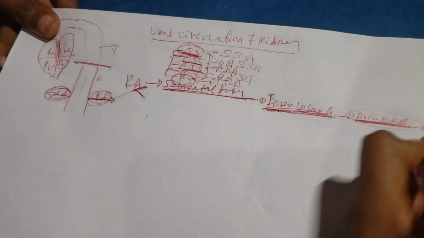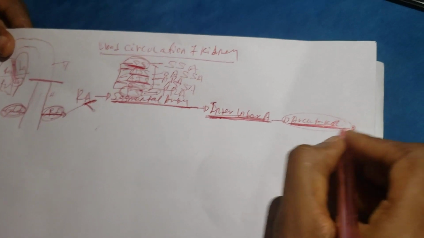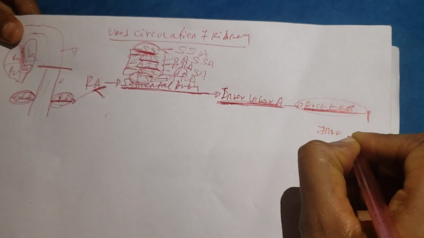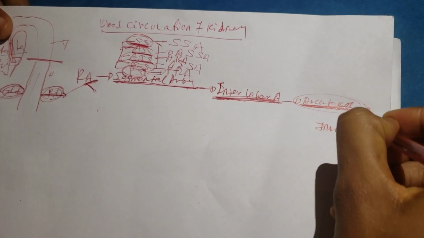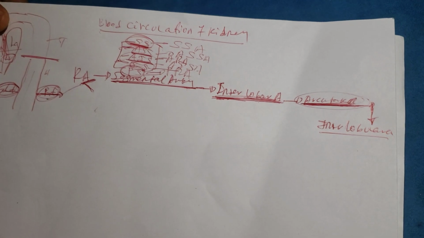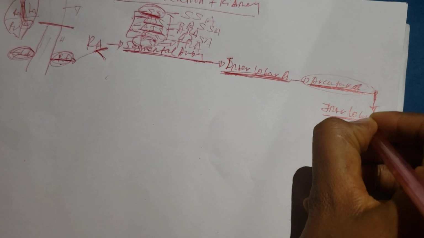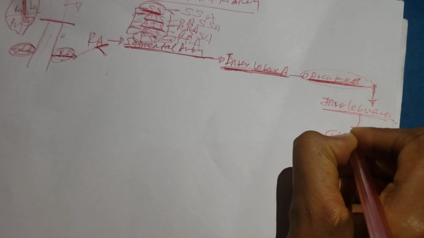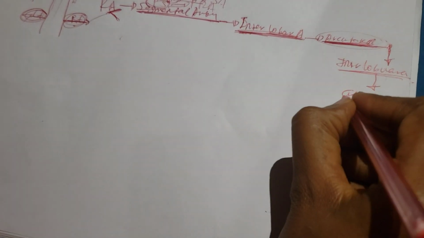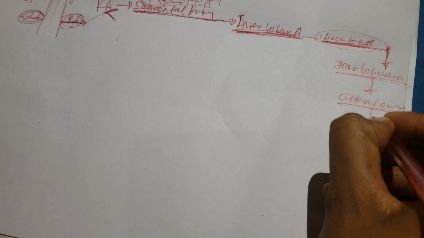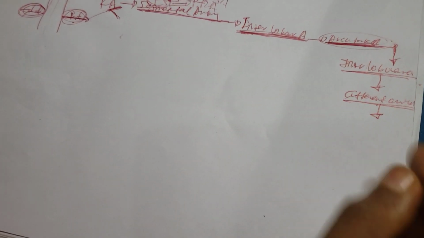The arcuate artery will divide into the interlobular artery. The interlobular artery supplies the cortex of the kidney. This interlobular artery finally will divide into afferent arterioles. The afferent arteriole supplies the nephron. The afferent arteriole then supplies blood into the glomerulus.